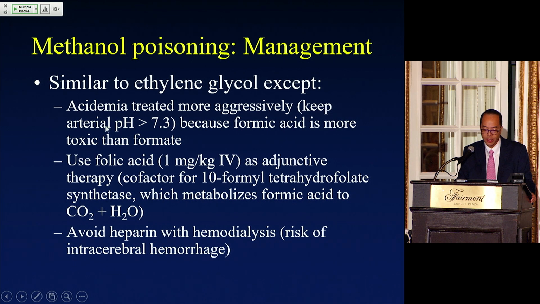Some of the things that are recommended are to treat acidemia more aggressively than you would for ethylene glycol, because formic acid, the protonated form, is more toxic than formate and gets into the CNS and the retina. And so if you maintain a normal or even alkaline pH, you can convert the formic acid to the deprotonated form. And folic acid is sometimes used as a cofactor for endogenous metabolism of formic acid. If patients need hemodialysis, it's recommended to avoid heparin because there's a risk of intracerebral hemorrhage.